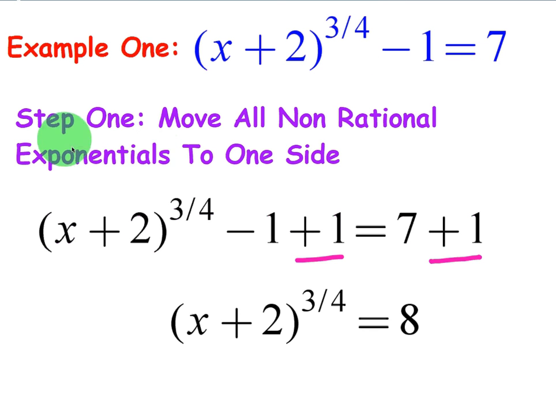So anyway, step 1, move all the non-rational exponentials to one side. So let me be clear about what is a rational exponential expression. It's the expression that has the exponent that's rational. So rational meaning can be written as a fraction. Basically what we're going to do is move everything that isn't that to the other side of the equation. So we're going to move this 1 over to the other side, meaning we're going to add it to both sides. And now we have (x + 2) to the 3/4 equals 8.